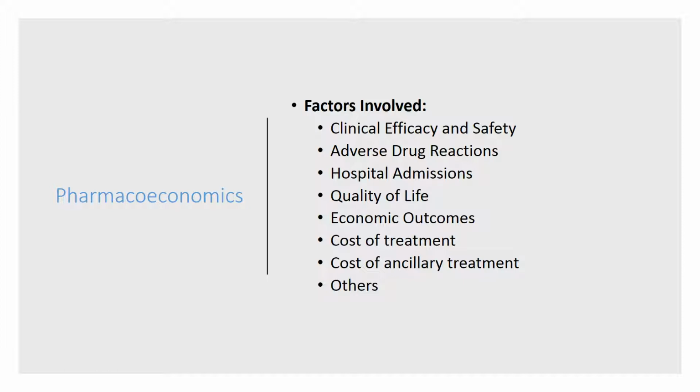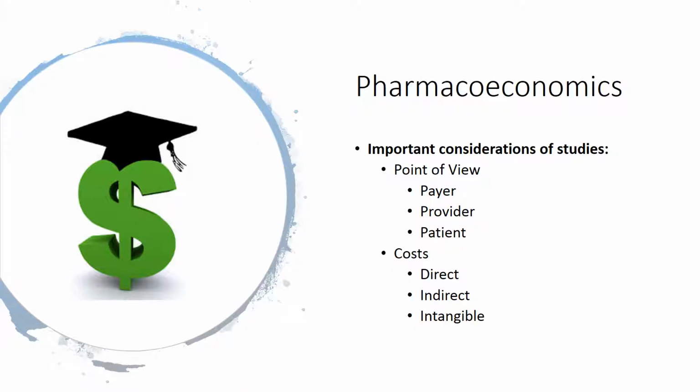We want to look at different economic outcomes, such as costs, including direct, indirect, and intangible costs. We want to look at the total cost of the treatment itself directly, as well as any ancillary treatment and other associated costs with the main treatment, and a multitude of other factors that can be included in various pharmacoeconomic studies.